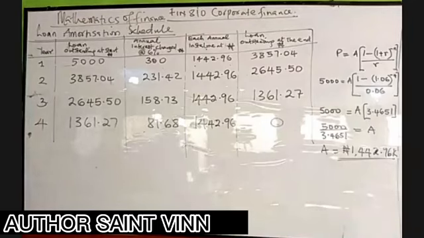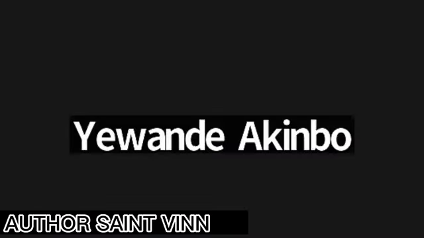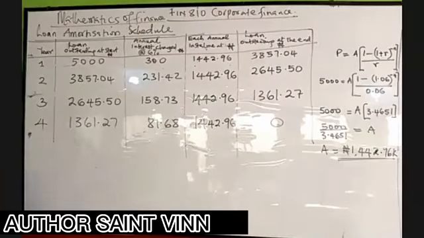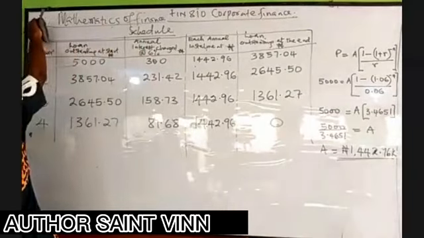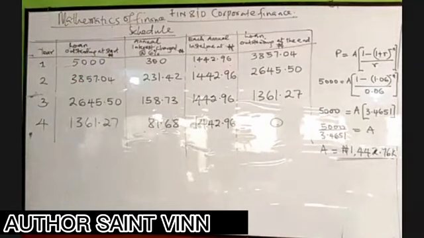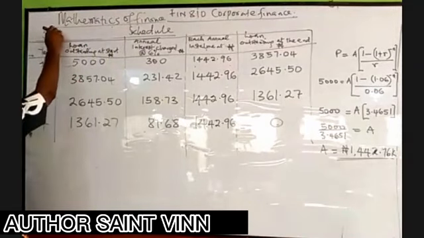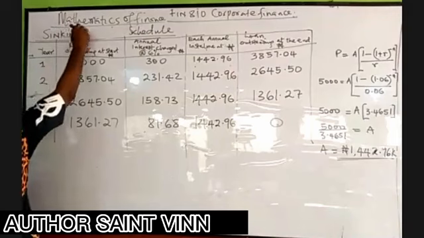Is it clear? Those of us online, how far? Can we progress? Yes, sir. Good. So the next thing now is the sinking fund schedule. Let me see how many columns: 1, 2, 3, 4. I'll leave it and just change the figures. So this one is sinking fund.